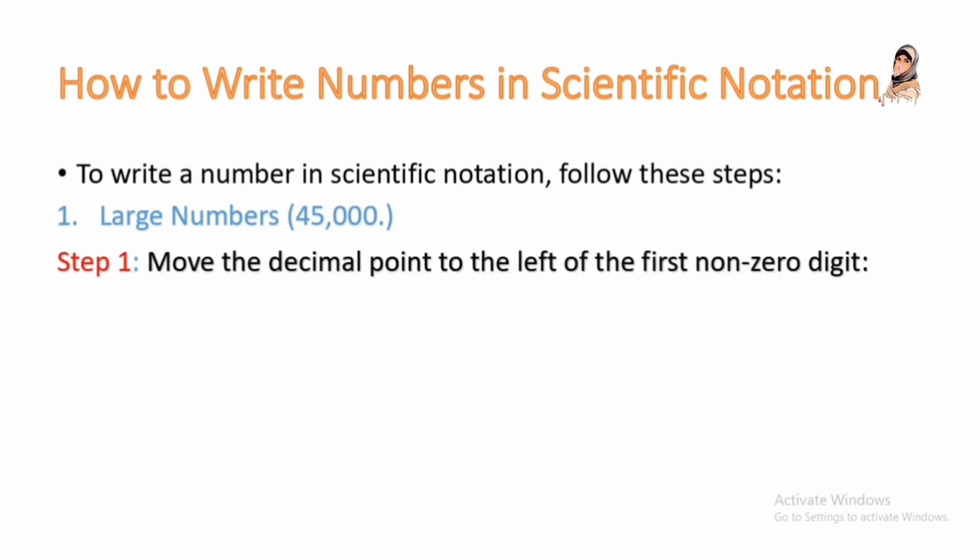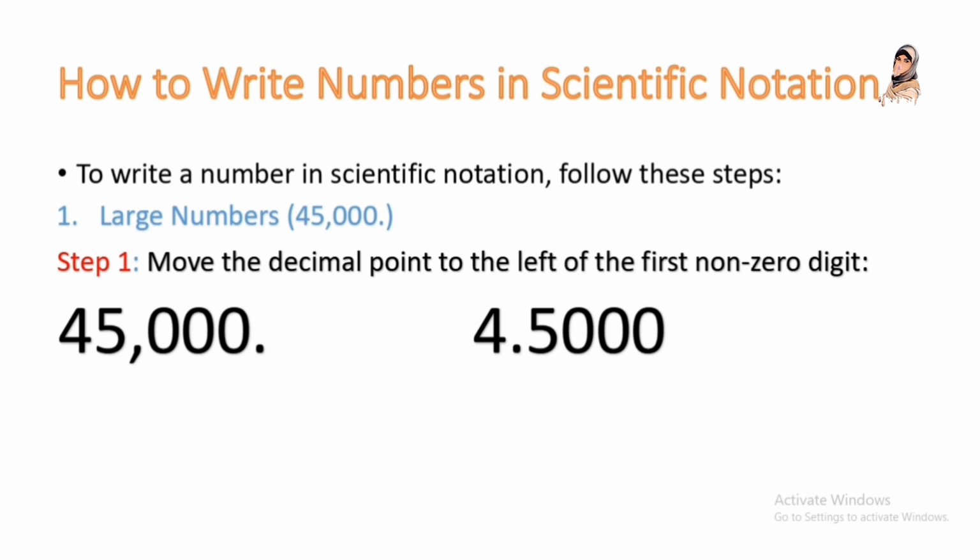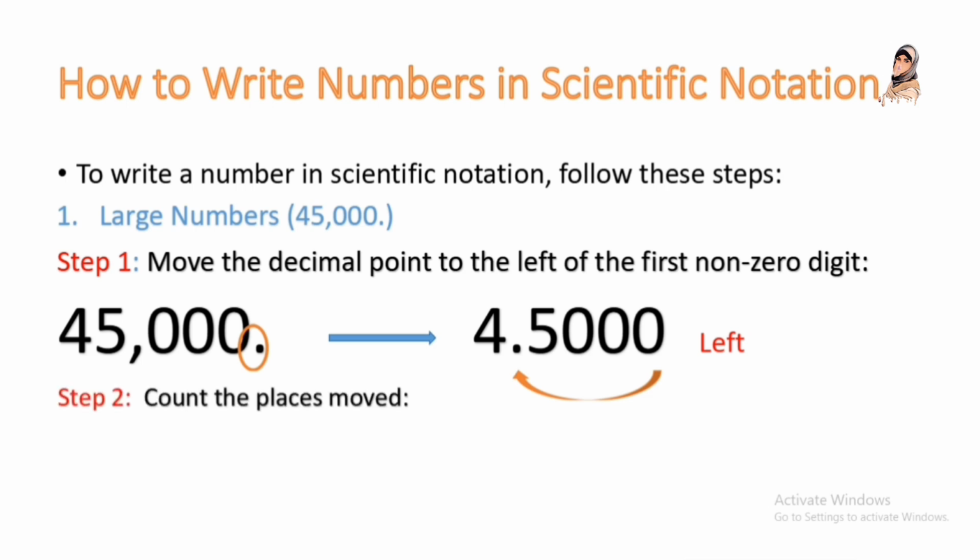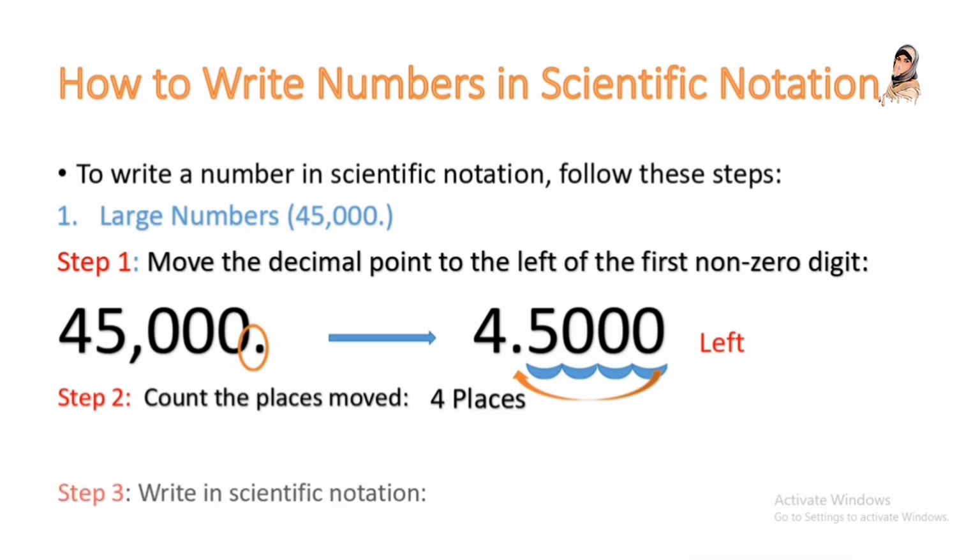Step number 1. Move the decimal point to the left of the first non-zero digit. For example, the decimal point is at the end of the number, so move it towards the left of the first non-zero digit. Step number 2. Count the places moved. 1, 2, 3, 4. So here the decimal point moved 4 places towards the left.